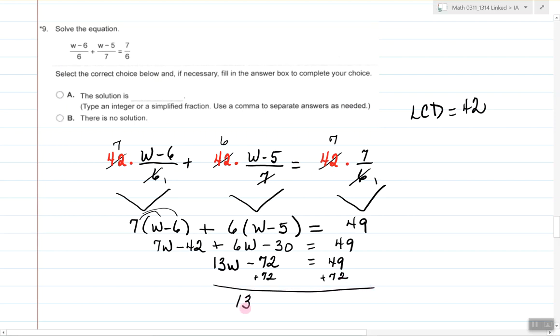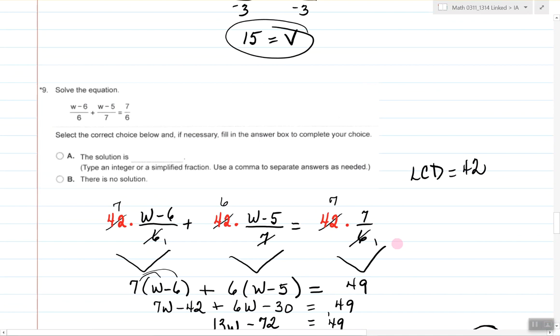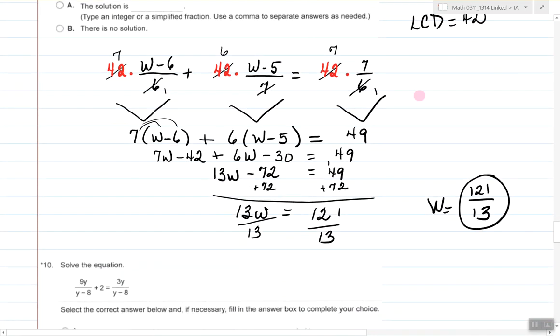I end with 13w is equal to 121. Divide by 13. 13 does not go into 121 evenly, nor does it reduce, so my value for w is 121 over 13. In this problem, there were no domain exclusions because the denominators were all numbers, no variables.